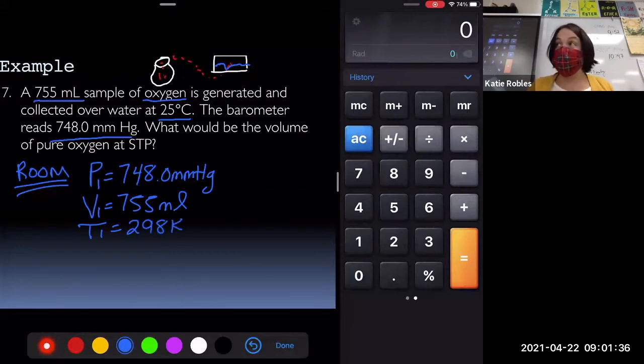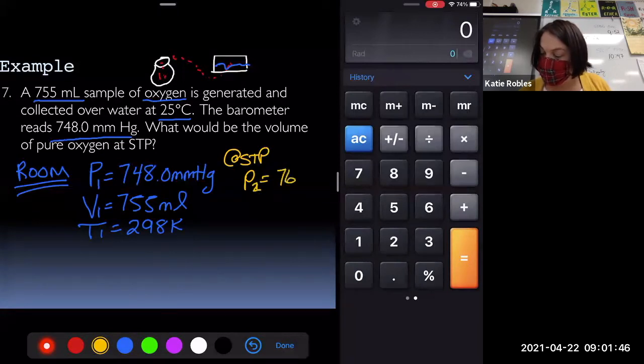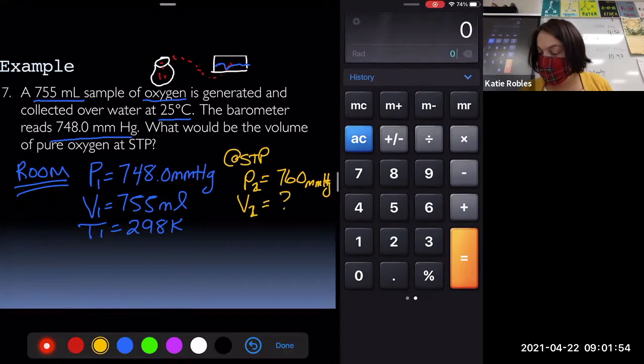Well, the question says, what would it be at STP? So at STP, the pressure, this is P2, would be 760 millimeters of mercury. That's the STP value. The volume, this is what I'm asking, V2, what is the volume? And T2 would be the temperature at STP, which is 273 Kelvin, or really cold, 0 degrees Celsius. So I'm all set up here, because I've got this sample and it's collected, and here's what it is at room conditions, and I want to know what it's going to be at STP.